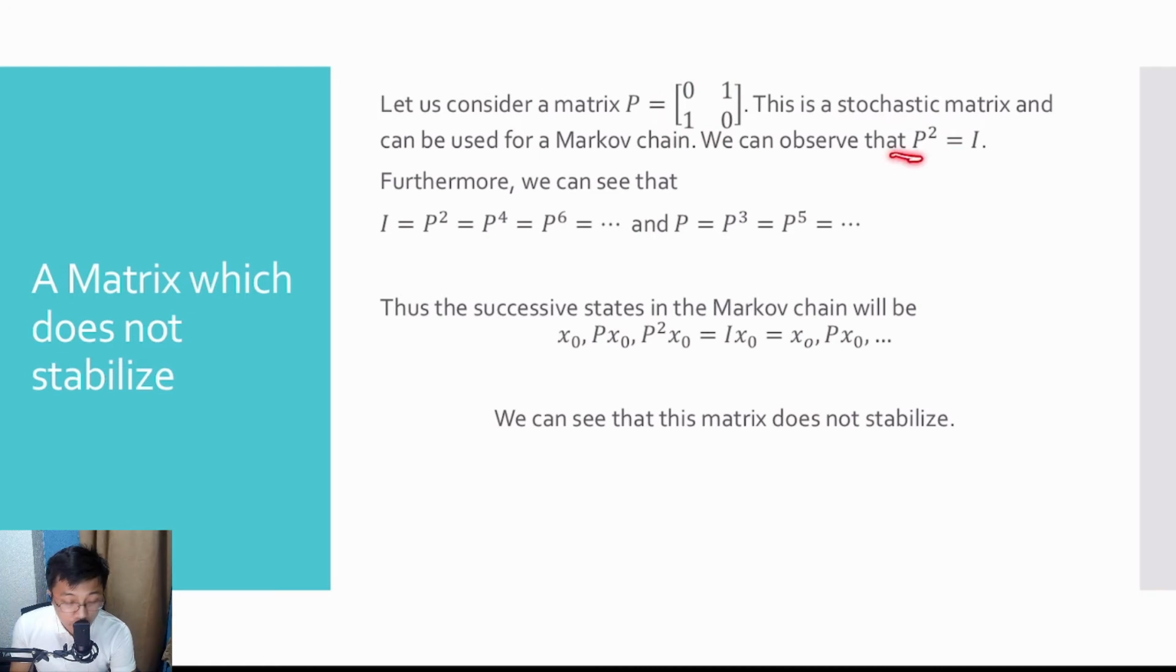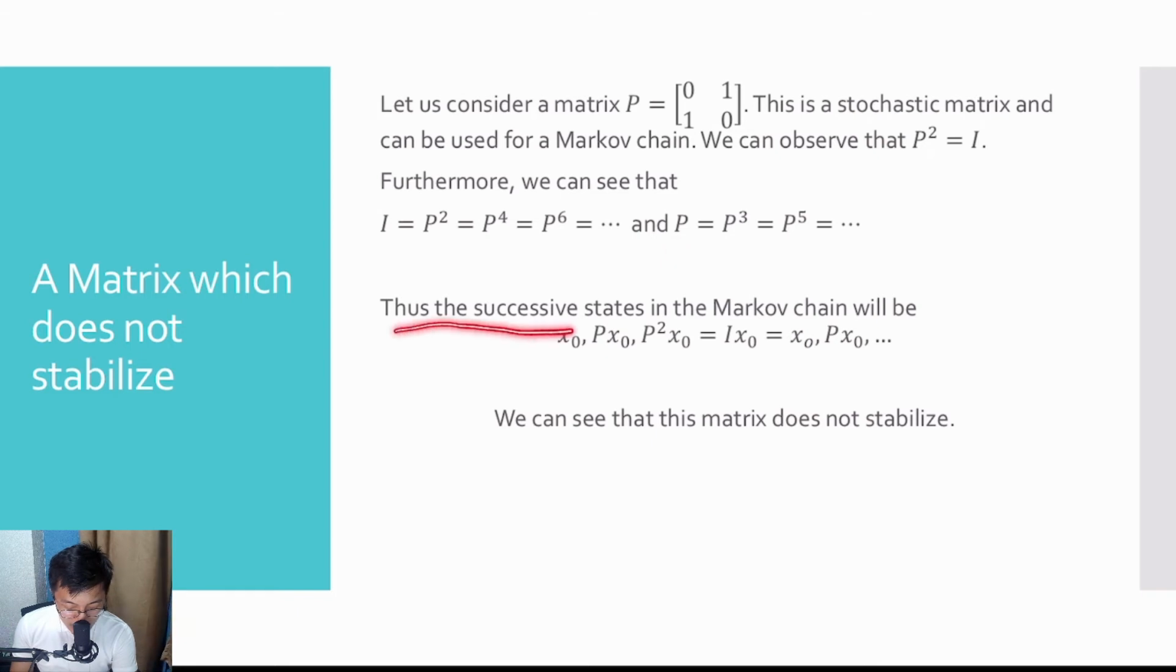Okay, let's observe that if we square this matrix, we will get the identity matrix. So the identity matrix is equal to P squared. And if we get P raised to 4, we know that it's still the identity matrix. All the even powers of P will give you the identity matrix. Now, if you cube P, you will get P. If you raise it to 5, you will get the same matrix. So for odd powers of P, you will get P.